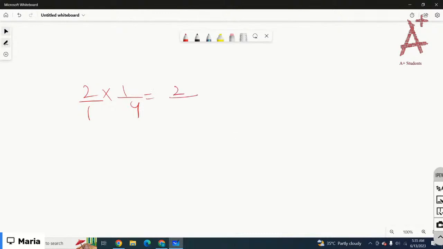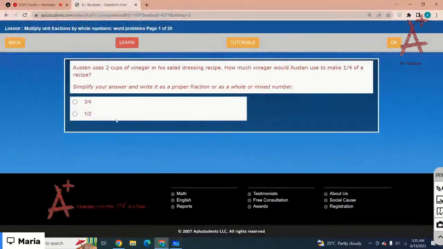You have to do numerator times numerator and denominator times denominator. Got it? It will be 2/4, or you can divide them by a common factor. Common factor means a number that can divide both numerator and denominator. That means he has to use half a cup of the vinegar. It would be 1/2 cup. Got it, everyone?